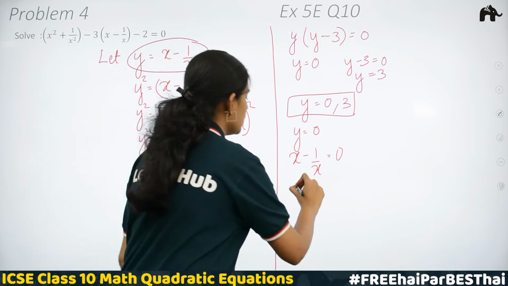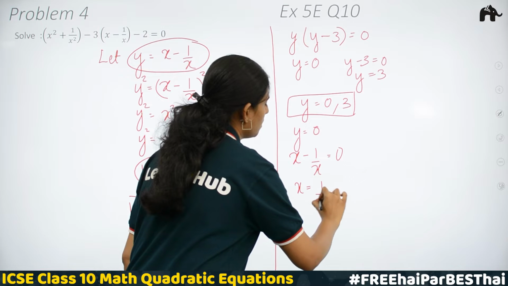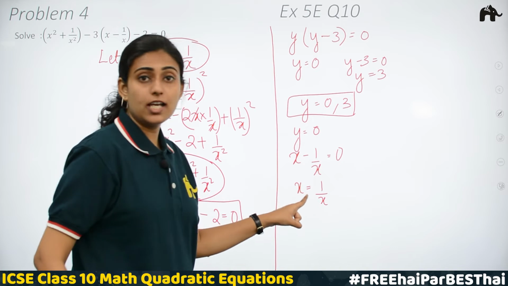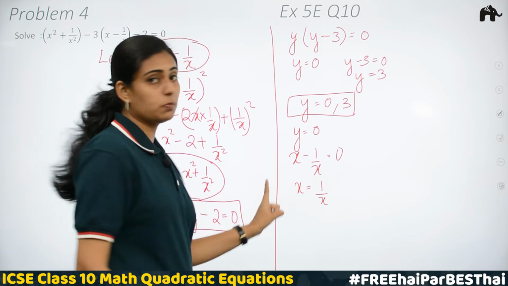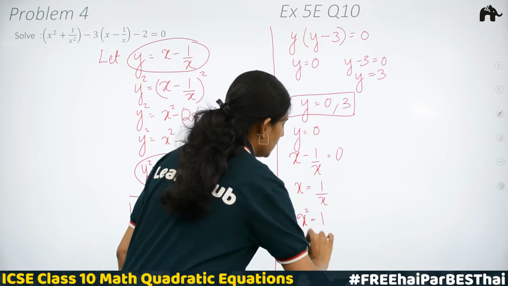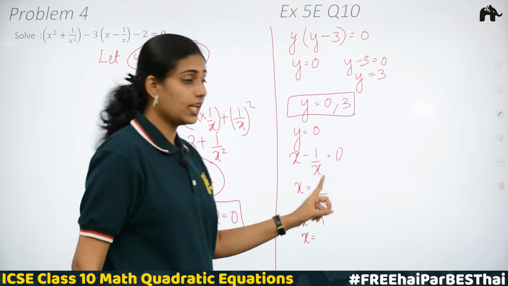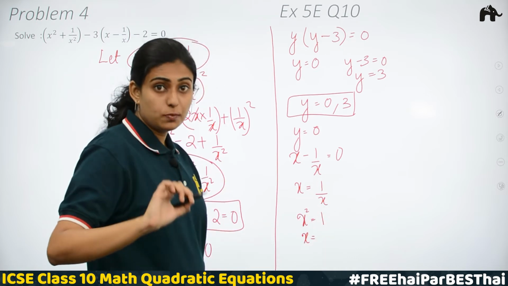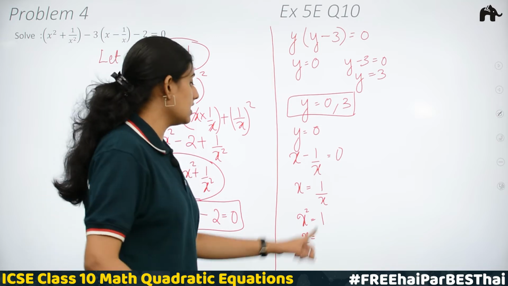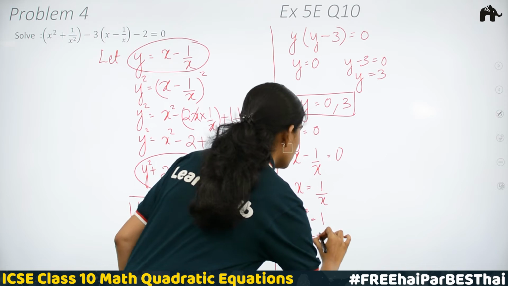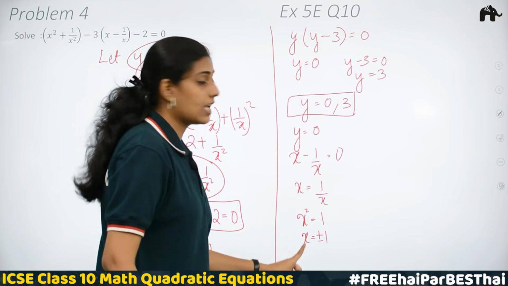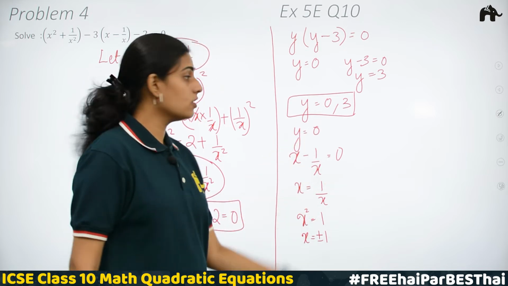That is, x is equal to 1 by x. Or, taking this x to the numerator on the opposite side, it becomes x square is equal to 1. Which means x is equal to, when do you get square equal to 1? It should be plus or minus 1. Plus or minus 1, square is equal to 1. That is, the value of x should be either plus 1 or minus 1. So, the two possible values of x when y is equal to 0.